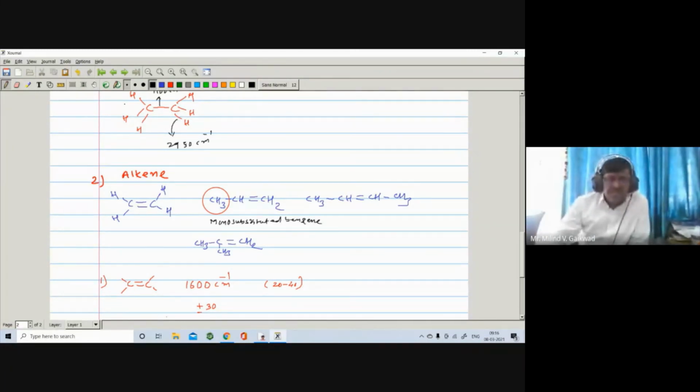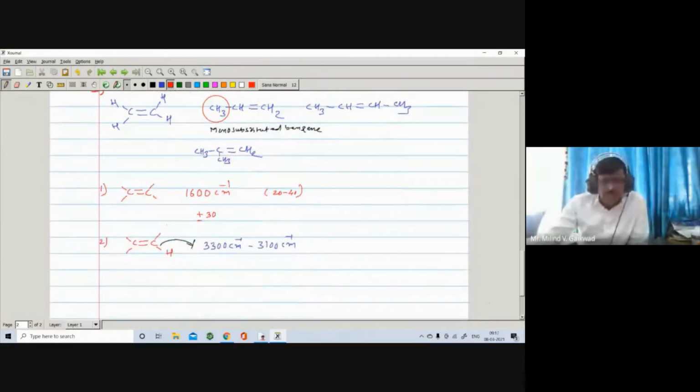If it is a monosubstituted benzene, then you have one of the important bands in this case. So number 3, you have to remember: if only one R group is directly attached to the doubly bonded carbon atom, then you have one of the important bands, that is 910 and 990. You have to remember this value, right?